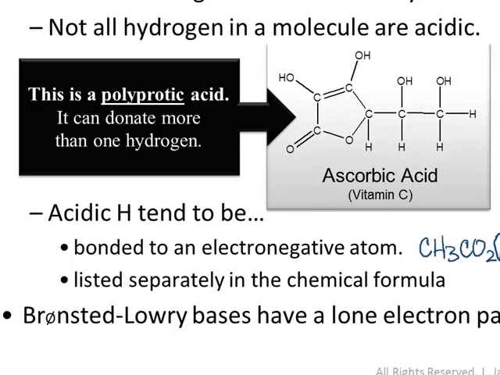A polyprotic acid is an acid that can donate more than one hydrogen. Occasionally you'll also hear more specific terms like diprotic or triprotic. That simply refers to precisely how many hydrogen can be donated. But it's important to realize that acids can donate just one hydrogen, or sometimes they can donate more than one.